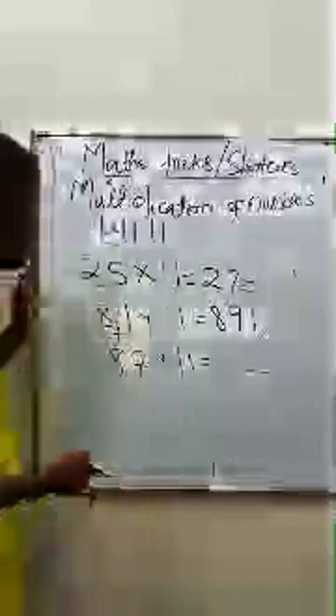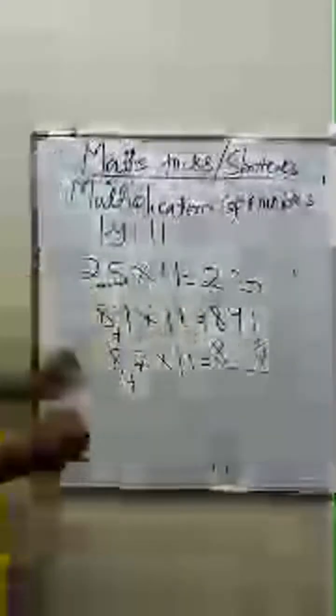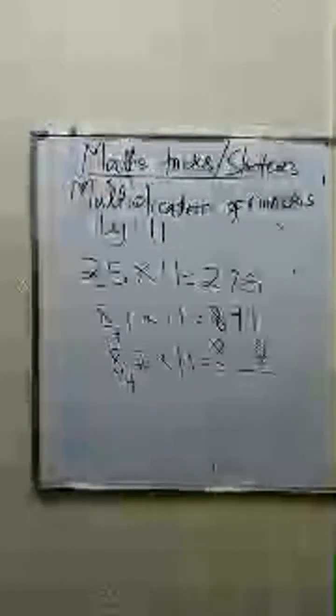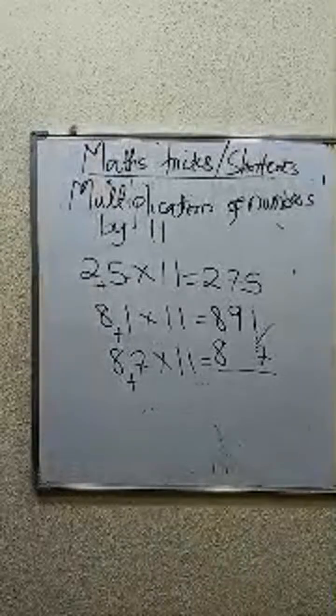So what do we do? Write 8, give a space, write 7. Then 8 plus 7 is what? What's 8 plus 7? Let me know in the comments.